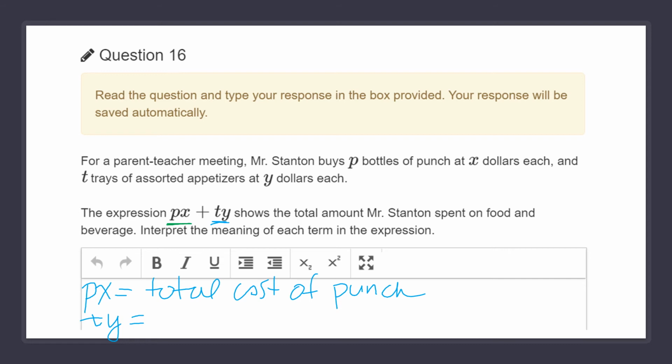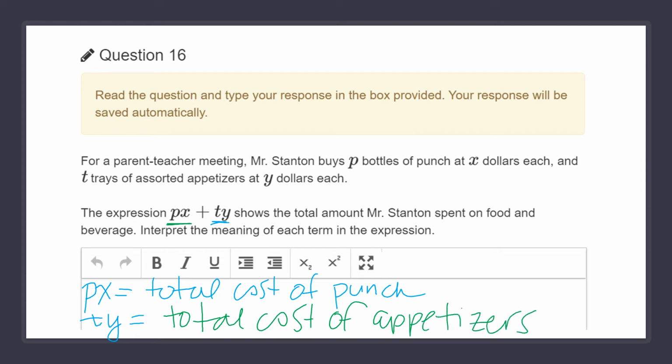For TY, T is your trays of assorted appetizers and Y is the cost per tray of appetizers. So TY together will be that total cost of appetizers. Hopefully I spell that correctly. All right, and so then again together, and you don't need to do this because they already told you it, but if you put the PX with the TY, then you know the total amount that he would have spent on the punch and the appetizers.